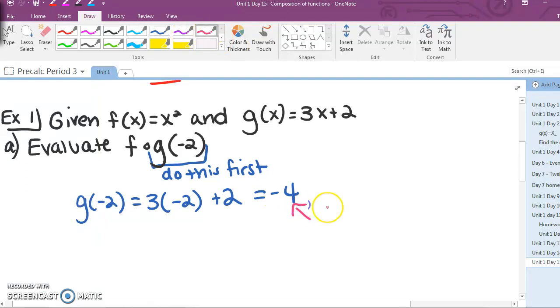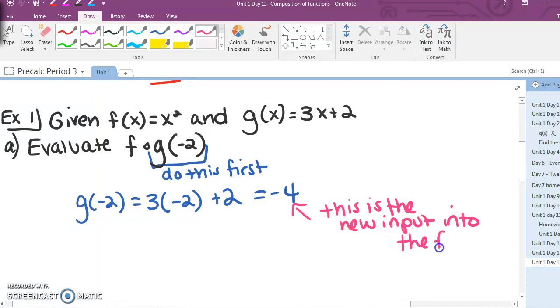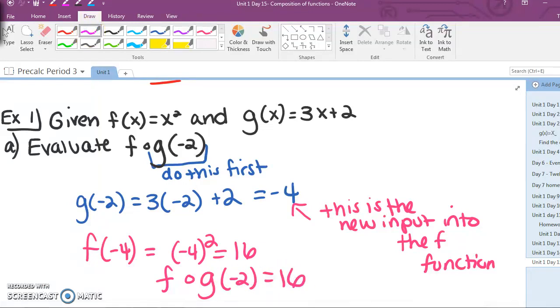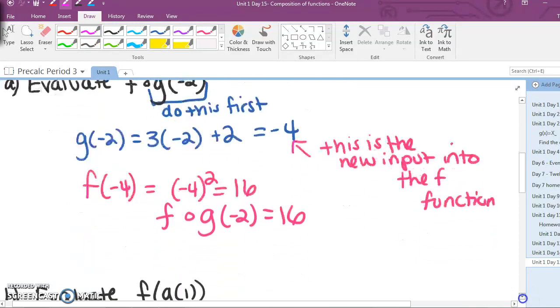Now, this -4 is the new input into the function f. So now I'm going to do f of -4. I plug -4 into x squared, I get -4 squared, which is 16. So the composition f of g of -2 equals 16. Pause if you didn't get any of that, and then hit play when you're ready.